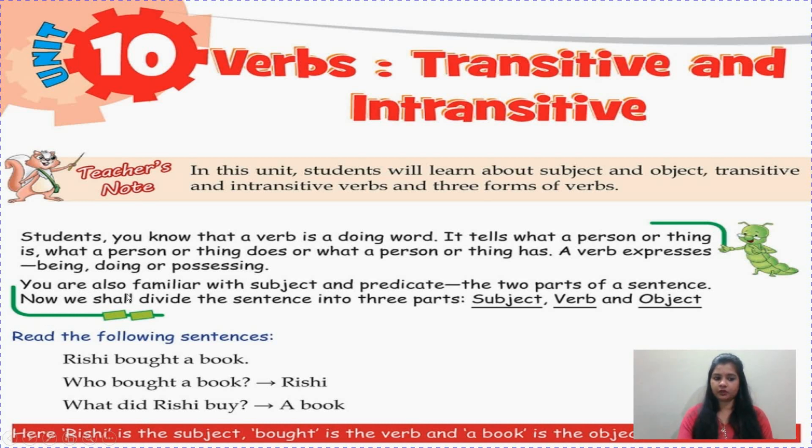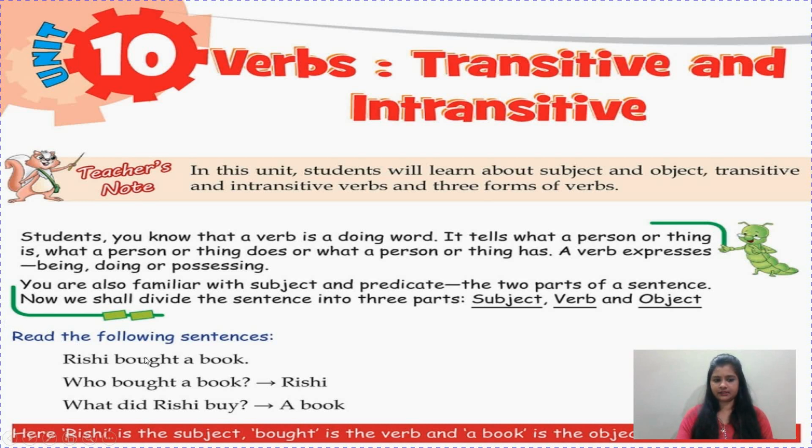You are also familiar with subject and predicate. We have already discussed it. Subject means the doer, or you can say the one about whom you are talking. And predicate is the rest, what you are saying about the subject. So these are the two parts of a sentence. Now we shall divide the sentence into three parts. First is subject, then verb and object.